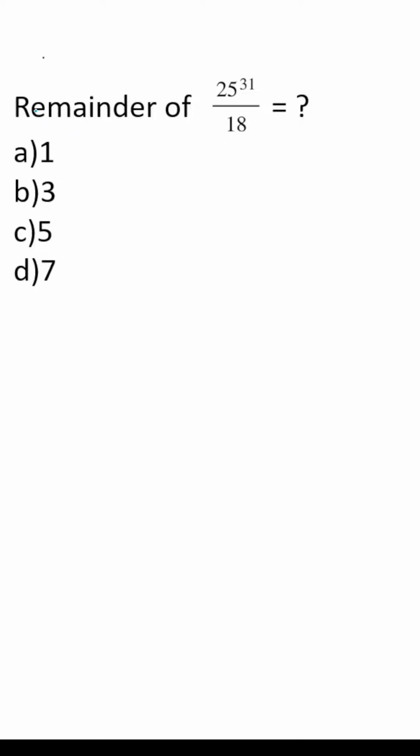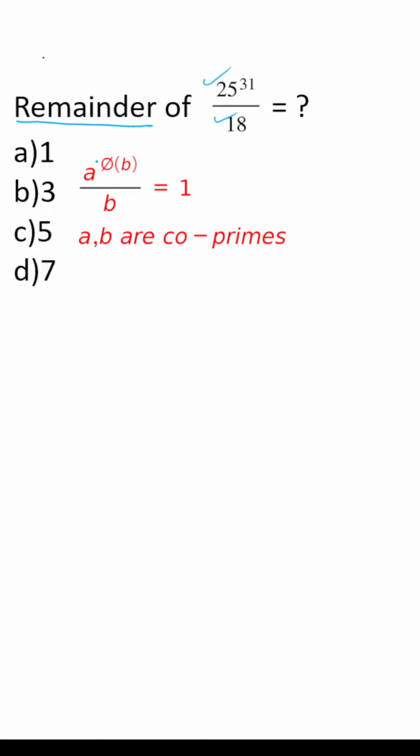Let us solve this problem using the Euler's totient method. Here he is asking the remainder when 25 power 31 is divided by 18. The Euler's totient formula is: whenever a fraction is in the form a power totient of b, when divided by b, then the remainder will be 1.